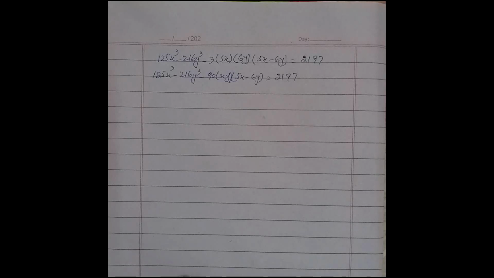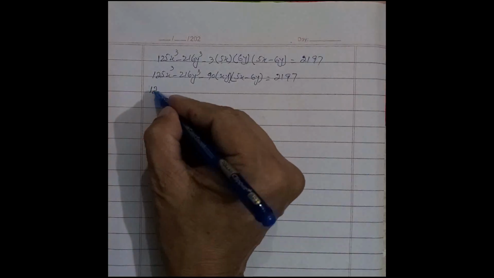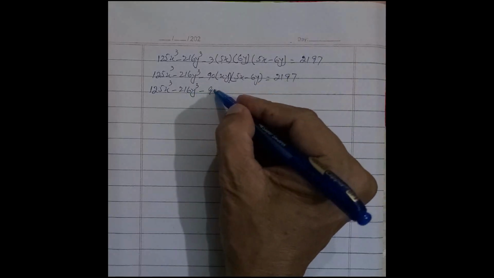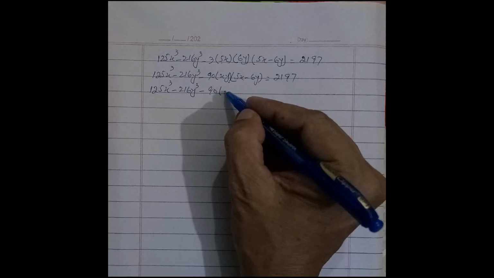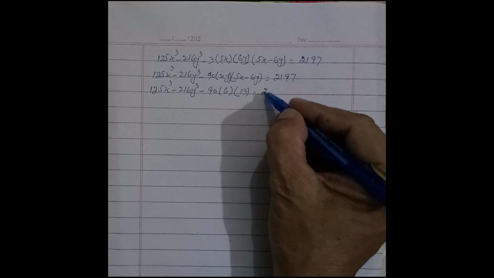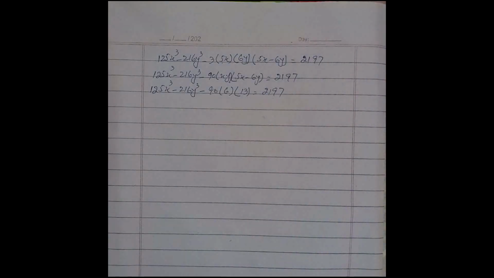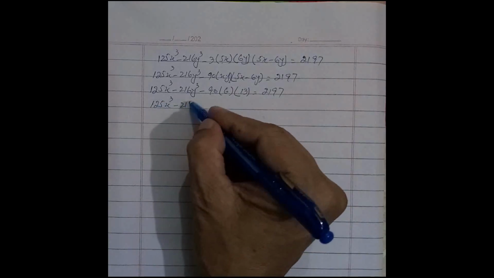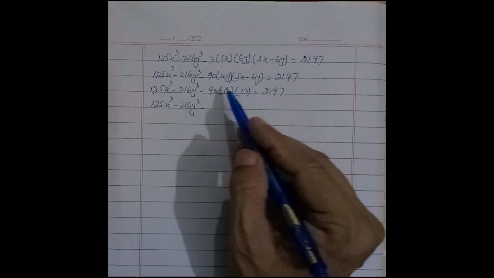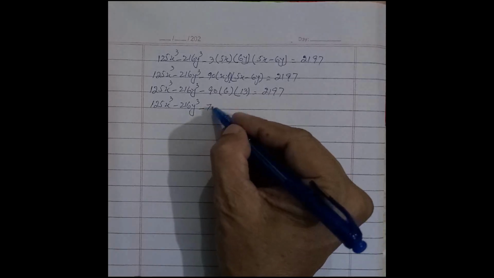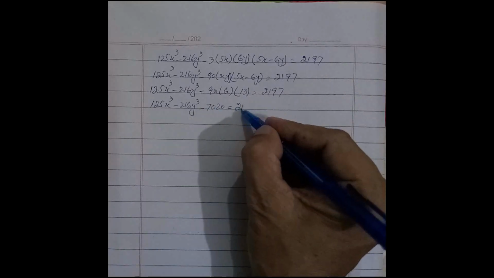Now we put the value of xy and 5x minus 6y, which is 6 and 13 respectively. We get 125x³ minus 216y³ minus 90, xy is 6 and 5x minus 6y is 13 is equal to 2197. Now we simplify these values. We get 125x³ minus 216y³ minus, when we multiply 90, 6 and 13, we get 7020 is equal to 2197.